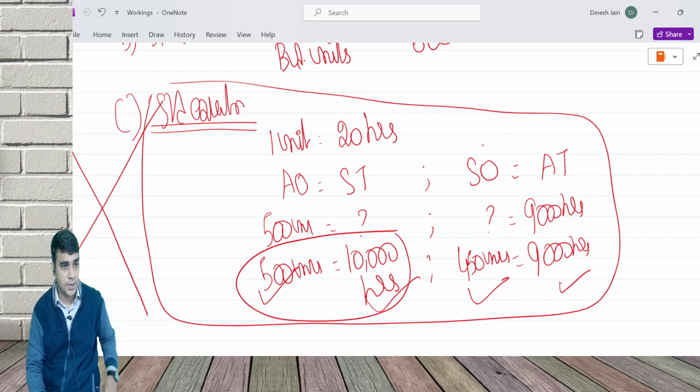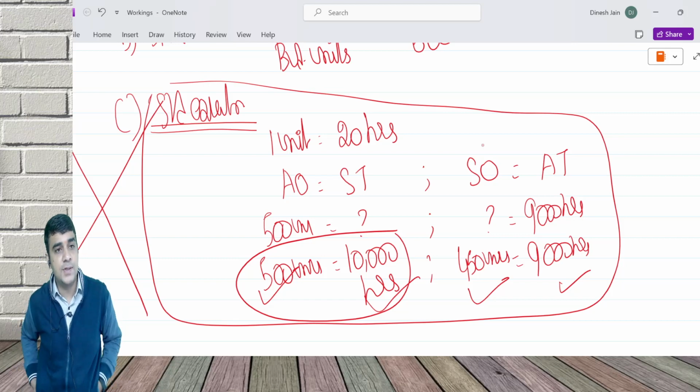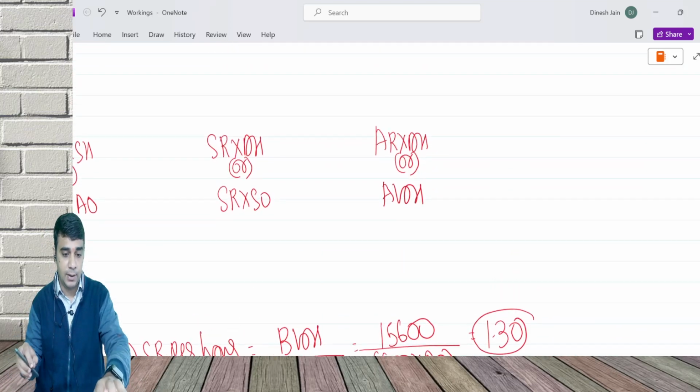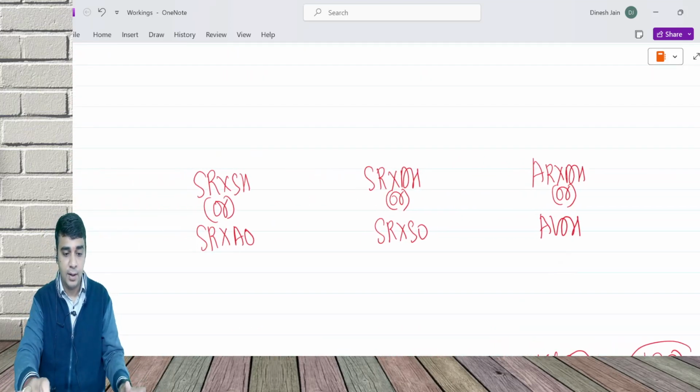Done with this calculation. 500 units is equal to 10,000 hours. 450 units is equal to 9,000 hours. 500 is AO, 10,000 is SH, 450 is SO, 9,000 is AH. Any doubts on this? Can you proceed? Now come to the table there. First column. Tell me what is SH?